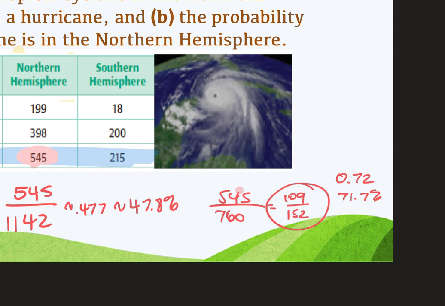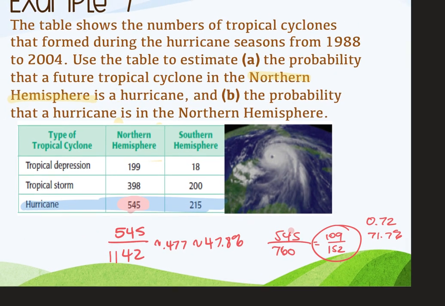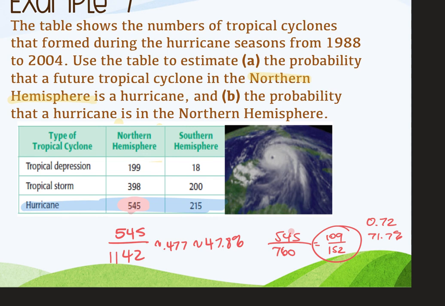So the first one was out of the total in the northern hemisphere. The first part said northern hemisphere, the second part said hurricane. So it's like a hurricane given that it's in the northern hemisphere. And the second one said it's a hurricane and it's in the northern hemisphere. So you're just grabbing the hurricanes and then asking what's the probability that it's in the northern hemisphere. So the order of the words is super important there.